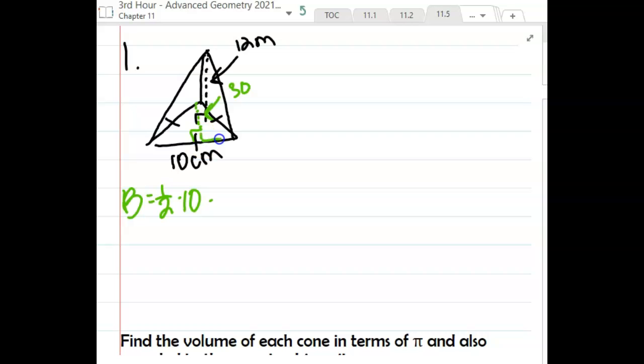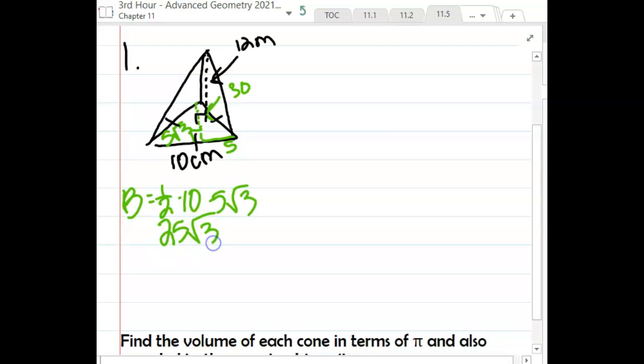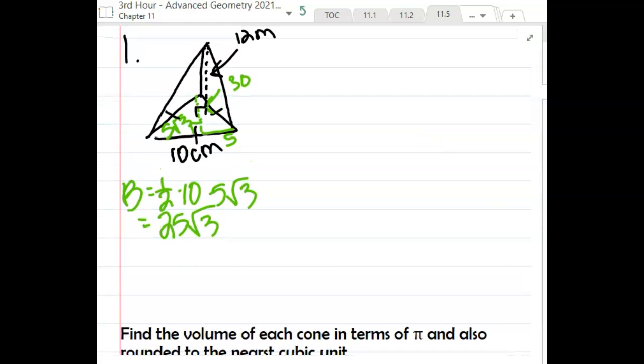This side here is that side that I want, and it would be 5, which is the shorter leg, since it's across the 30-degree angle. So the longer leg, the height, would be 5 square roots of 3. So to find the area of your base, you would take 1/2 of 10 times 5 square roots of 3. Half of 10 is 5. 5 times 5 is 25 square roots of 3. So I have the area of my base.